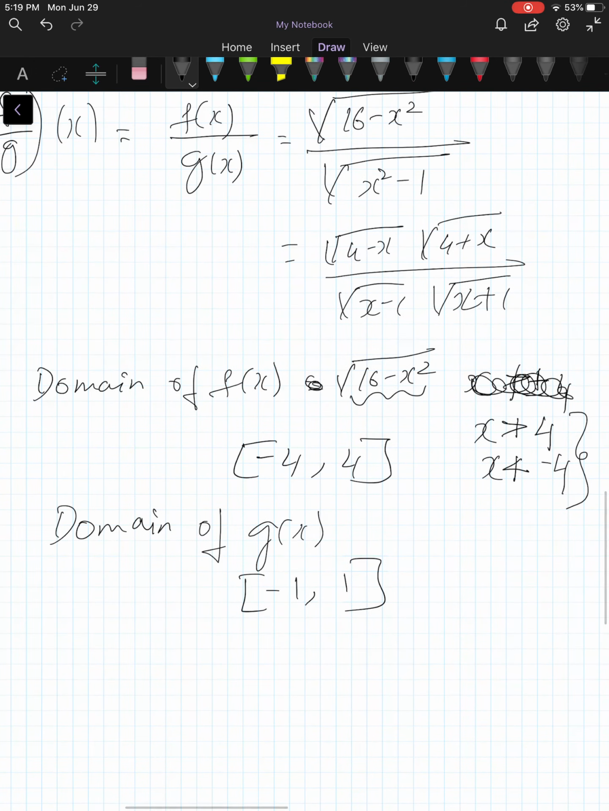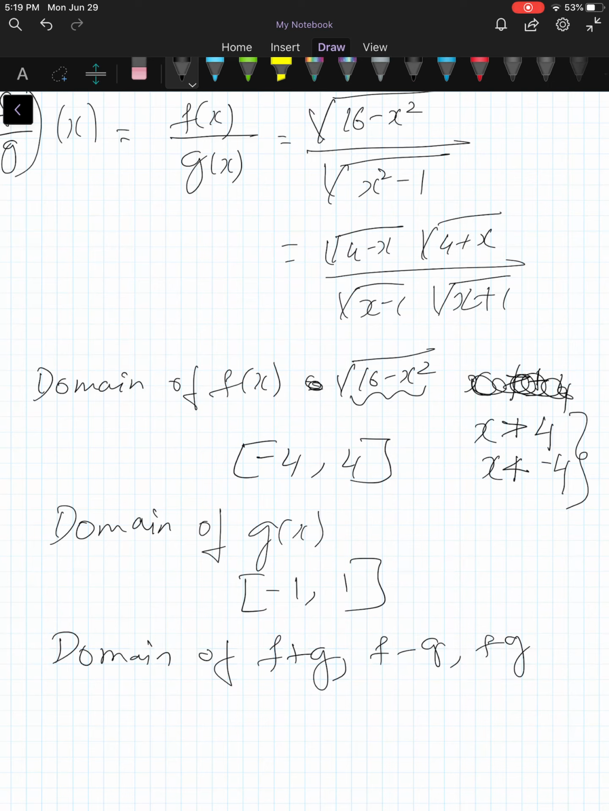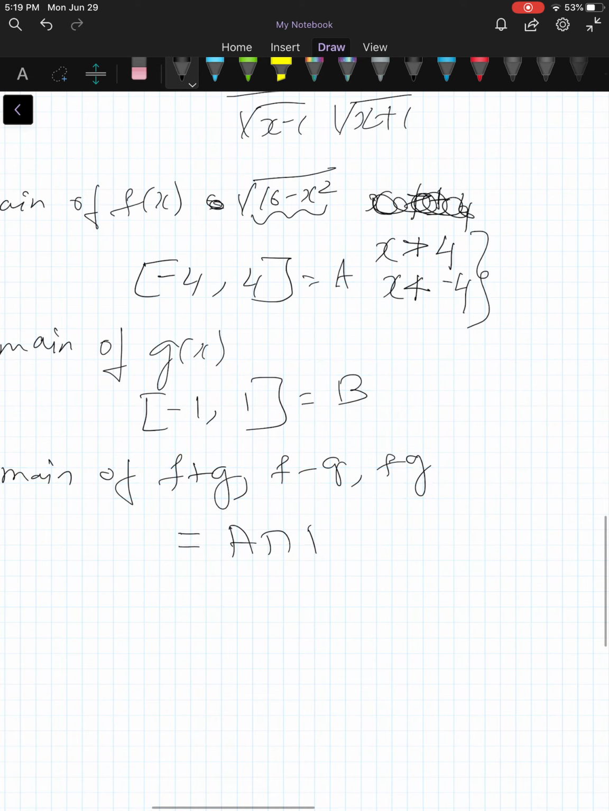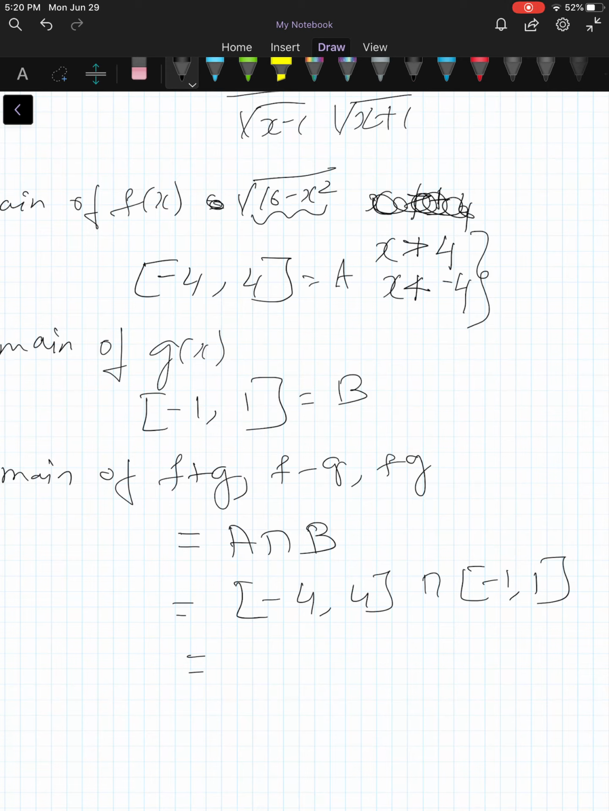So what is the intersection? The domain of f plus g, f minus g and fg are all the intersection of A and B. If A is the closed interval -4, 4 and B is -1, 1, it is A intersection B. Correct? So what is the intersection of -4 to 4 with -1 to 1? That is -1 to 1 itself, because B is a subset of A. So this would be -1, 1.